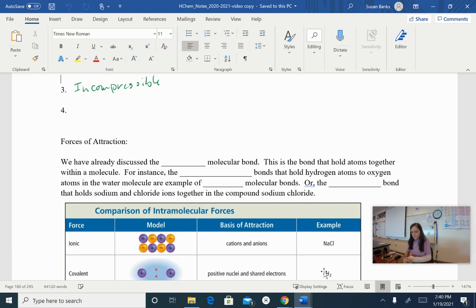All right, honors. We are going to talk about intermolecular forces today. They are essentially forces of attraction between molecules. So we spent a lot of time during second quarter talking about the intramolecular bond.